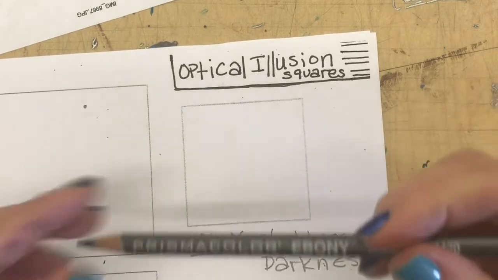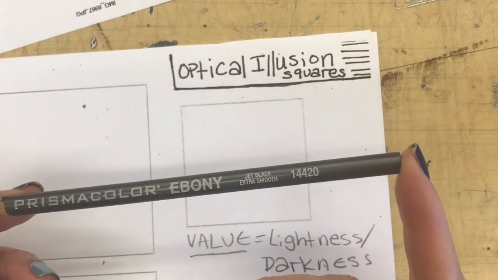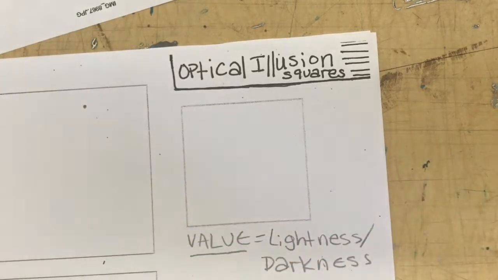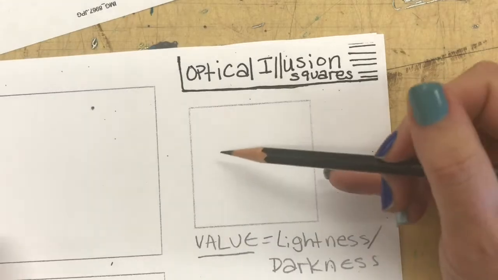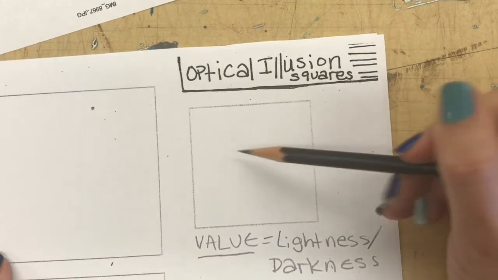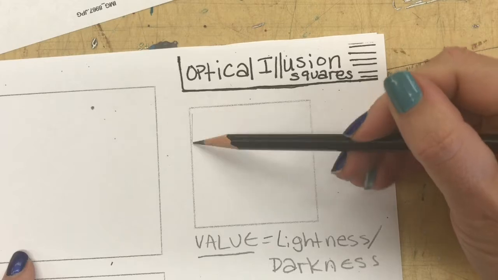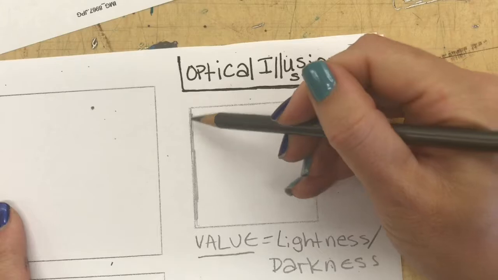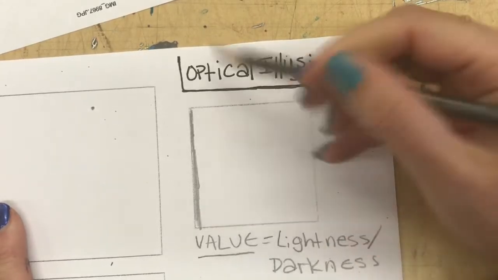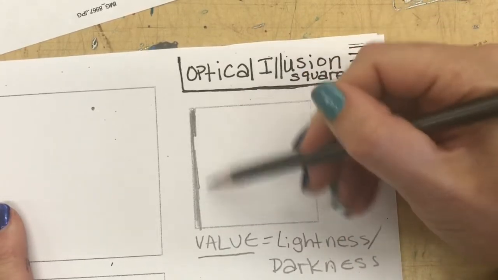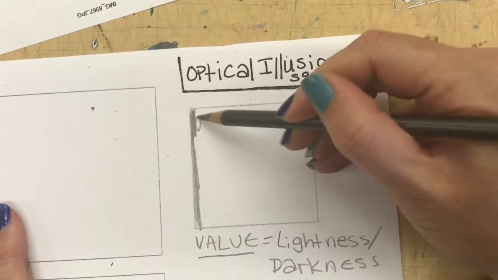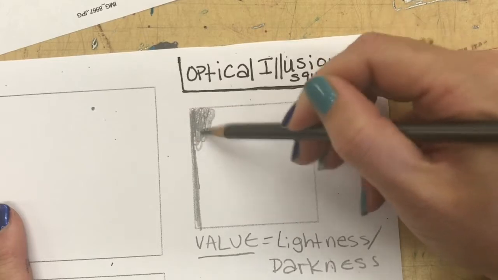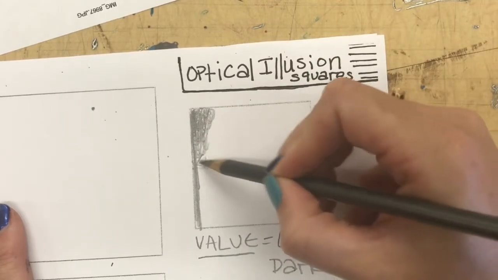So the first thing we're going to do is get our pencils out, and you can use an ebony or a number 2 pencil. Either one is fine. So the first thing we're going to do is we're going to imagine that there is a line dividing these two spaces. Well, I wanted to change pencils. So here I am using an ebony pencil. So we're going to shade up and down. You can do this by shading in small circles, or you can make scribbles.